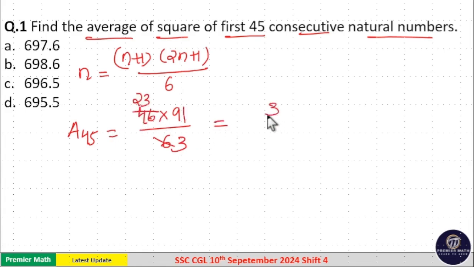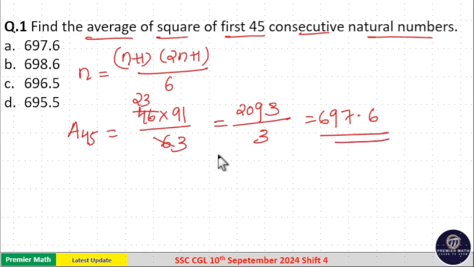Now 3 into 1 is 3. 3 into 9 is 27 plus 2, 29. 2 into 9 plus 2, 20, divided by 3. 3 goes 6 times in 20. 3 goes 9 times in 29. 3 goes 7 times in 23. Remaining 2. So 3 goes 6 times in 20. Option A is your answer, 697.6.